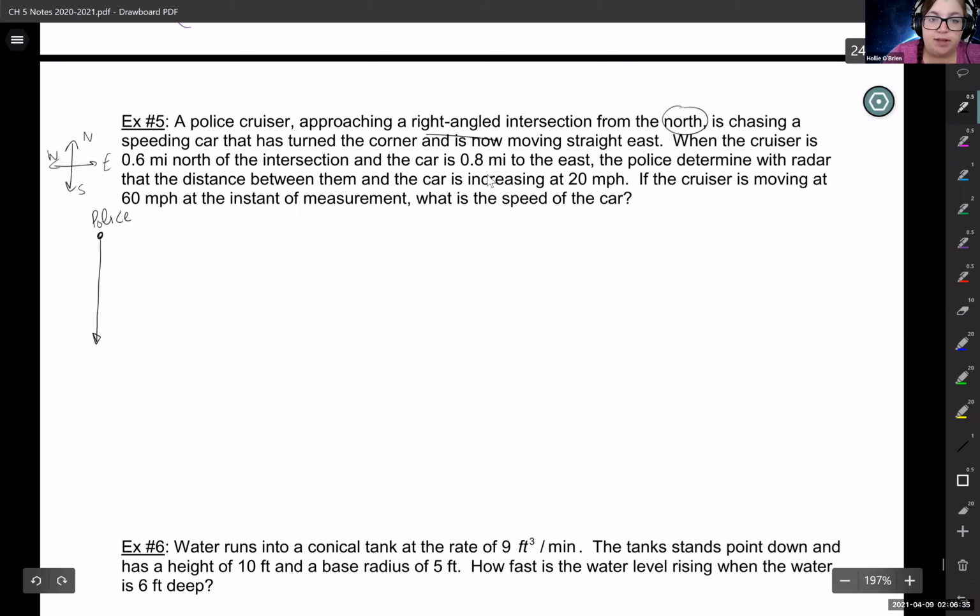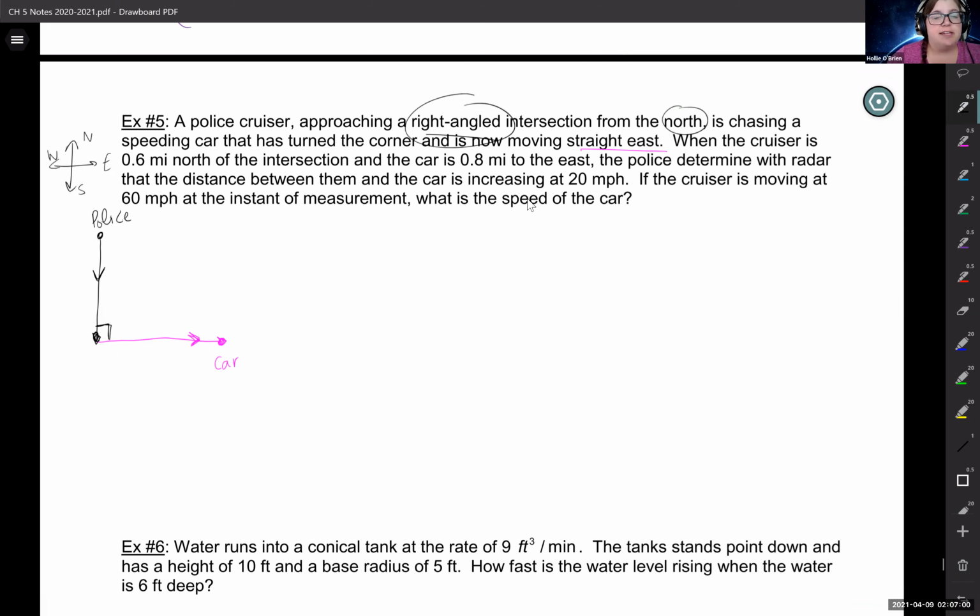And then we have a car going east. Okay, so the car is going straight east. So that's to the right. So right here is the car. Okay, so I'm going to draw an arrow so that way I know where these things are moving in which direction. And it says a right angled intersection, so that means it's at 90 degrees.